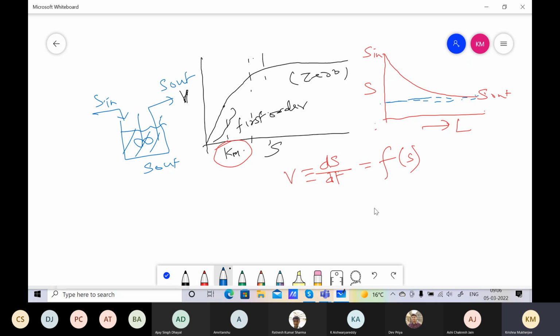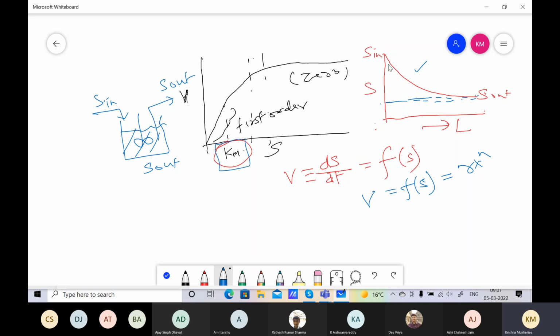And so for the reaction, V is ds by dt. V is a function of S, but this is a constant, which is S out. So the reaction rate is a constant. It does not change across the length of the reactor. And obviously, therefore, a PFR's performance will be better. How much better will really depend on Km.